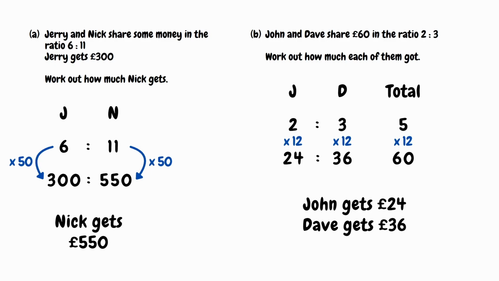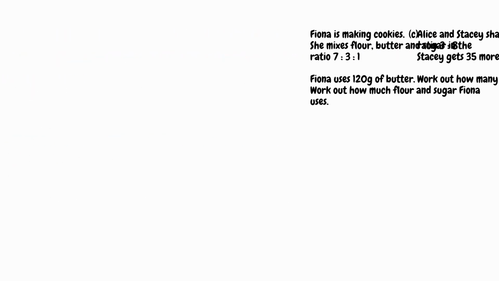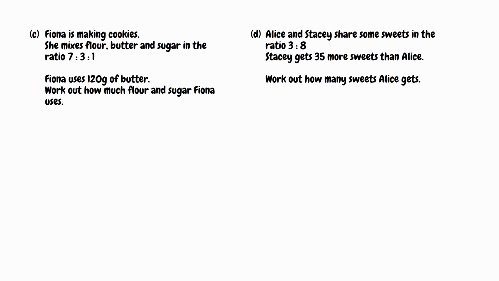Okay, let's take a look at a few more examples. So for question C, we have Fiona is making cookies. She mixes flour, butter and sugar in the ratio 7 to 3 to 1. Fiona uses 120 grams of butter. Work out how much flour and sugar Fiona uses.